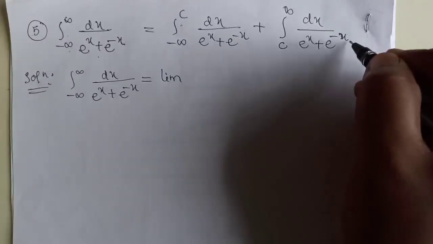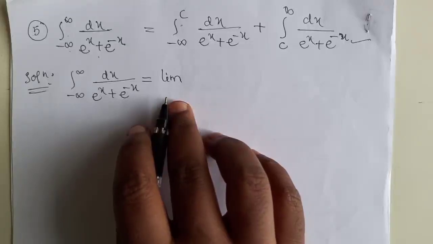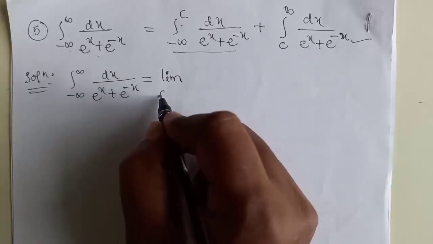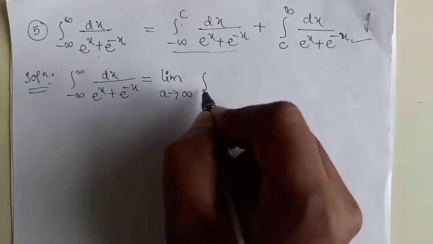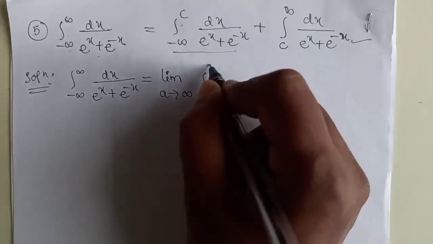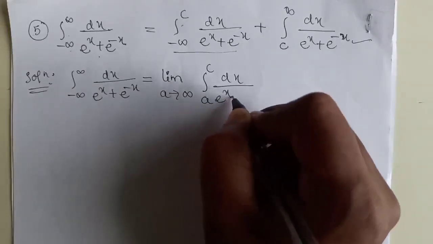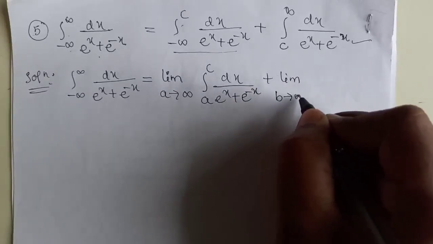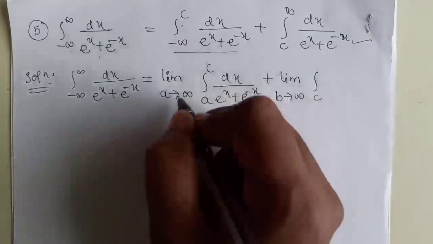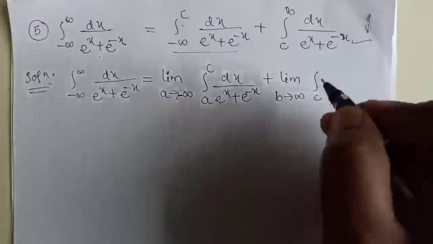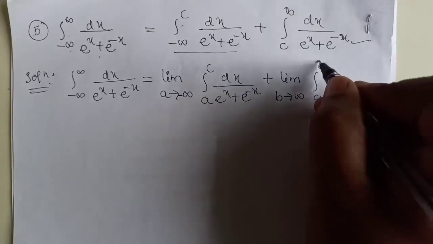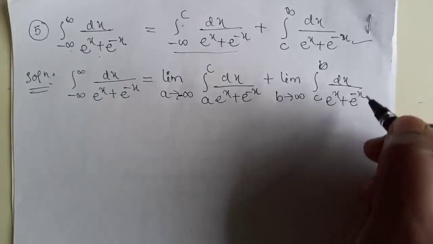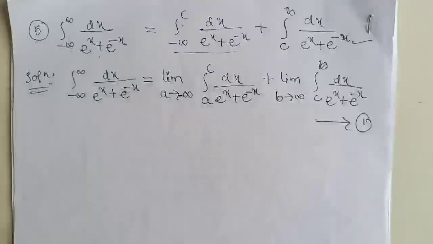If you write this one, then applying limits will be easy for you. So for this one we take a tends to minus infinity, integral a to c of dx divided by e raised to x plus e raised to minus x, plus limit b tends to infinity, integral c to b of dx divided by e raised to x plus e raised to minus x. Consider this as equation 1.